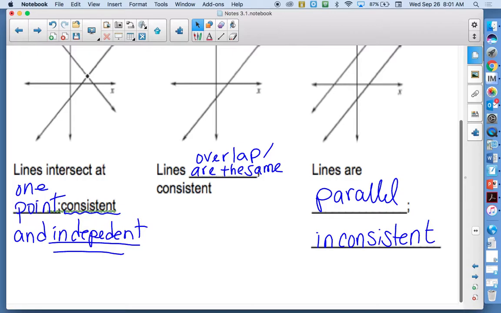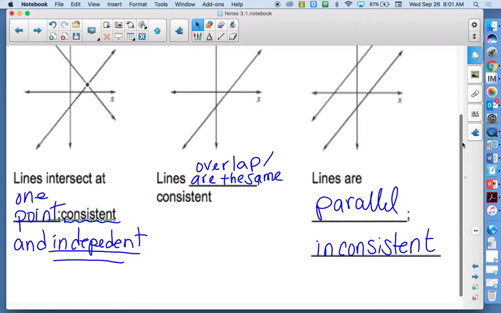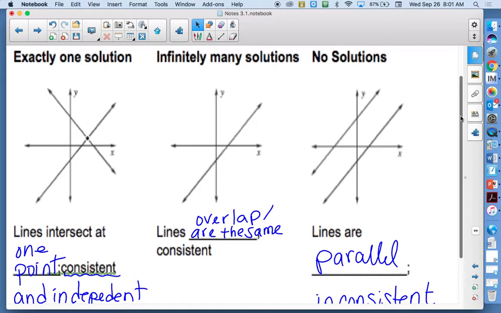The middle option is still a consistent system, but we say it has infinitely many solutions, because every point on the first line overlaps with every point on the second line. And they end up being the same exact line once you get them in y=4.